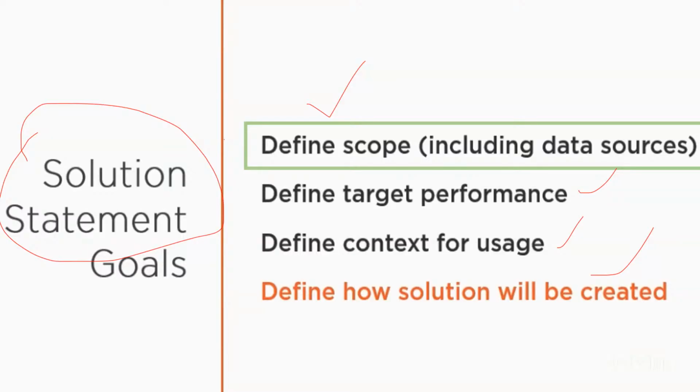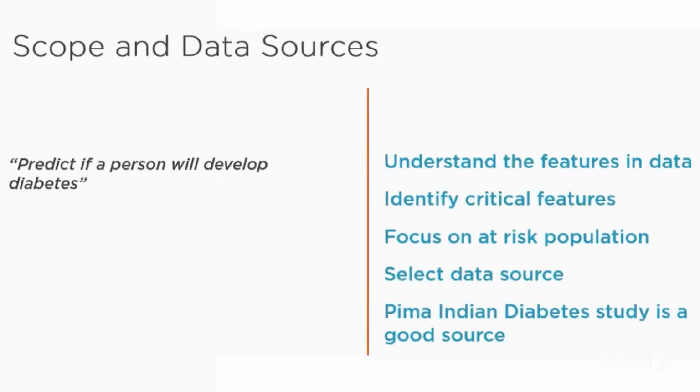In those, we'll have the scope. What is scope? For example, to predict if a person will develop diabetes. So scope and data sources are things we also need to represent in the solution statement. Understand the features in the data, whatever data we have, and define critical features. What is features?